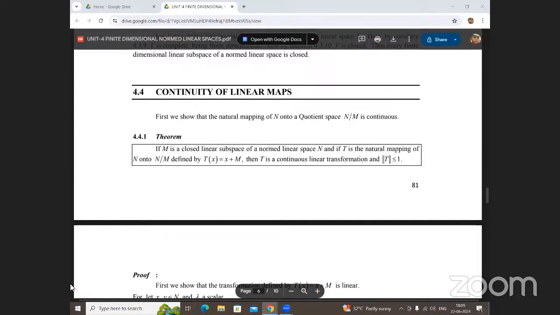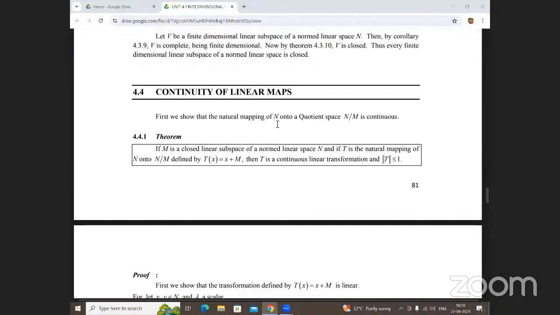Students, this is one of the most important and very interesting concepts, especially because we have already learned it in the algebraic part: state and prove the fundamental theorem of homomorphism on groups, on rings, on Galois theory, and some others. Now, in the same manner, what is the quotient space? Let N be the normed linear space. It is defined onto the quotient space N by M, because M is a closed subspace.